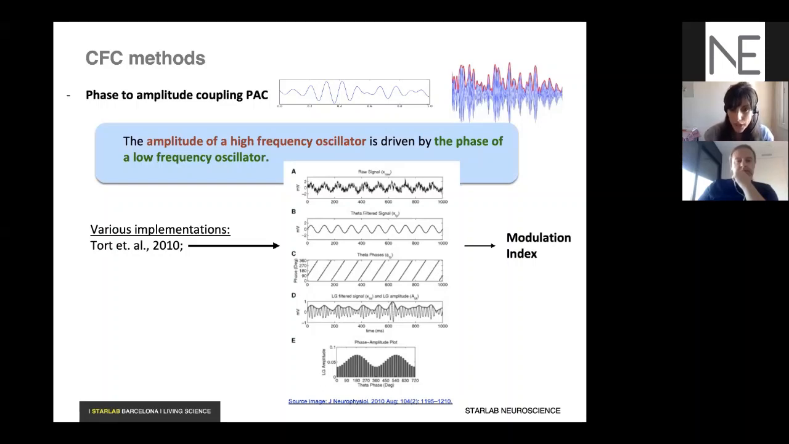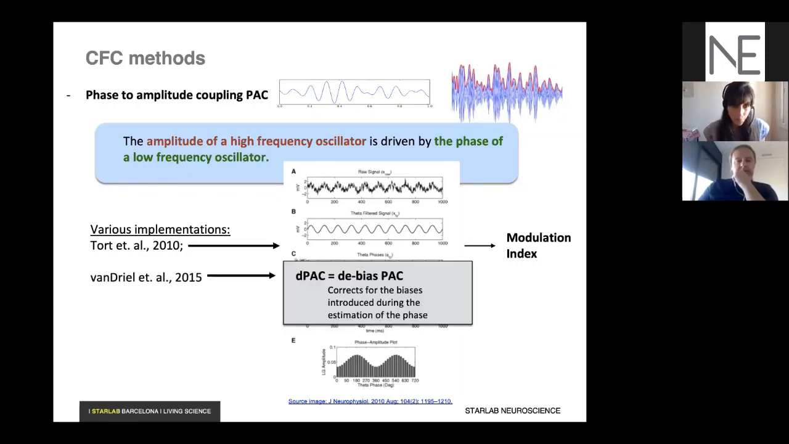And then with the phase and the amplitude of these two oscillators, he creates what he calls the phase amplitude plot. And then he identifies the distance from the uniform distribution of this plot, and he calls this metric the modulation index. And he says, the further the distance of this plot from the uniform distribution, the higher my modulation index, and the higher the coupling between the phase and the amplitude of my underlying oscillators.